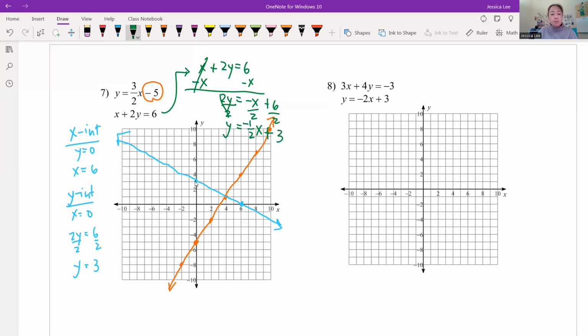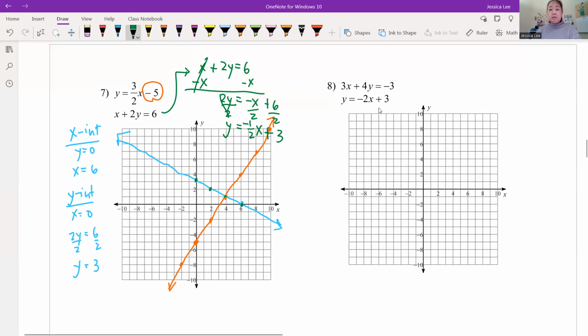So my y-intercept is 3. Same thing. Slope is -1/2. This is definitely a negative slope. And we go down 1 to the right 2, down 1 to the right 2, down 1 to the right 2. Do you see? Exact same line. Just two different ways of doing it.